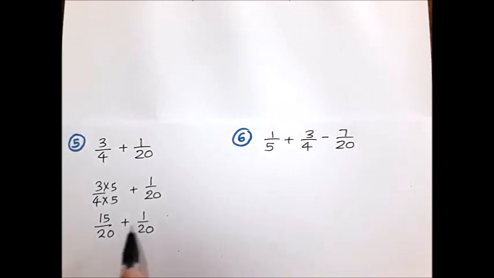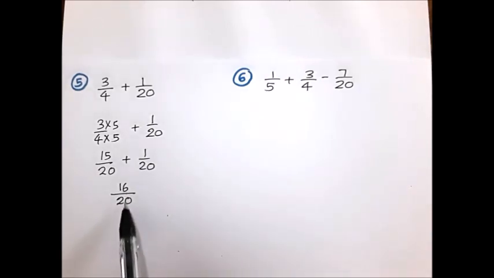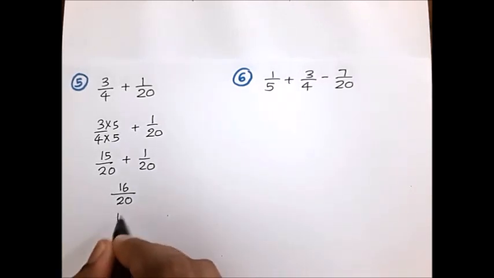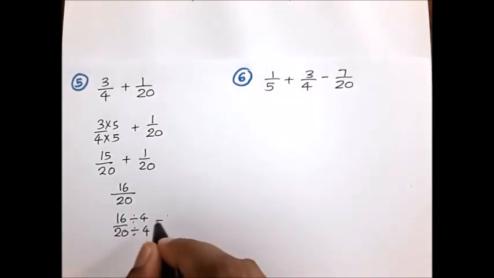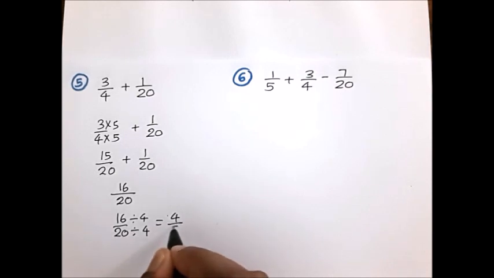Now you can see same denominator. Write it. Then add numerators. 15 plus 1, it is 16. Can you simplify this more? What is the largest number you can divide both numerator and denominator? You can divide both by 2 and you can divide both by 4. The largest number you can divide both is 4. So divide both by 4. 16 divided by 4, 4. 20 divided by 4, 5. The simplest answer is 4 over 5.